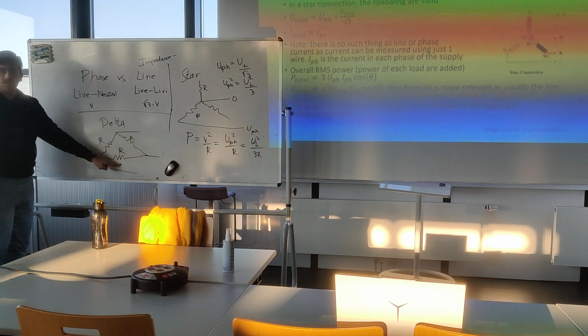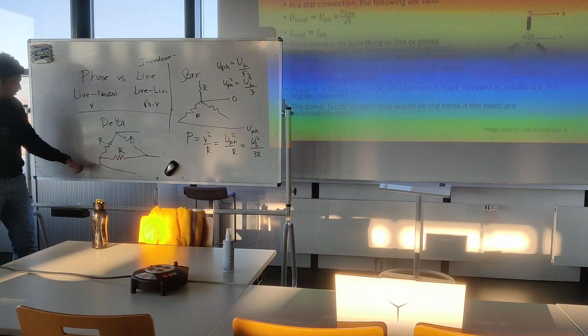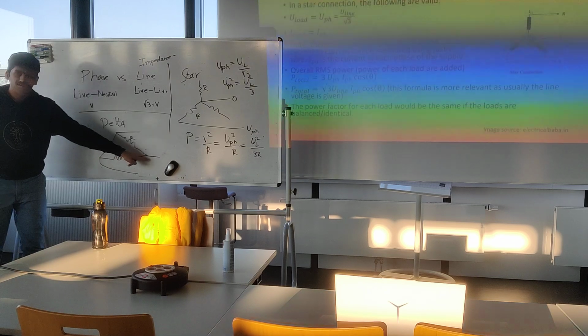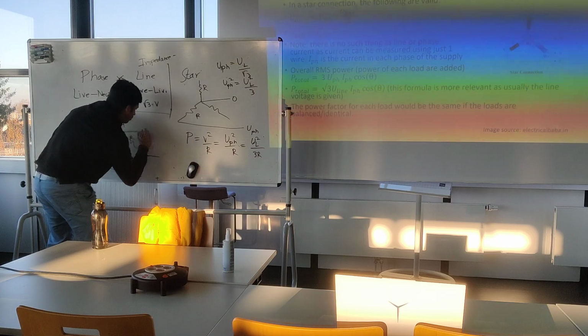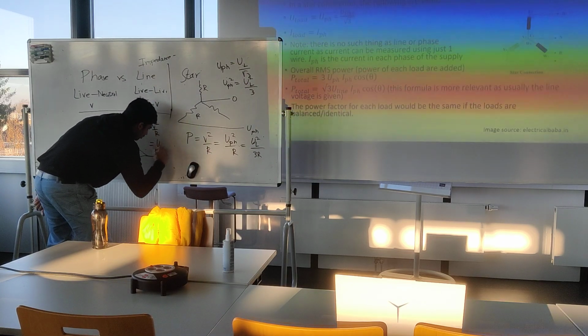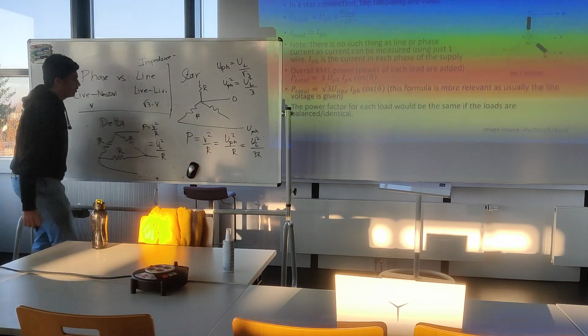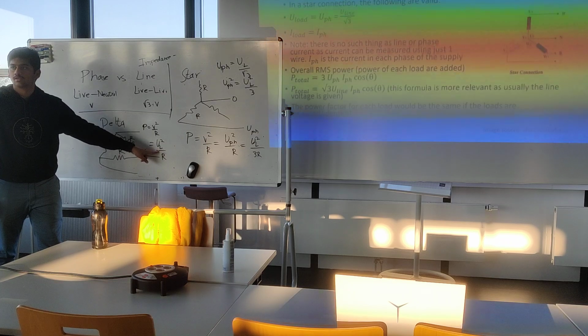Now what is the voltage across the resistor? It's the line voltage, because you have one live wire here and another live wire there, so it's between two live wires. So P equals V square by R, which is UL square by R. So just by changing the configuration, I have triple the power.